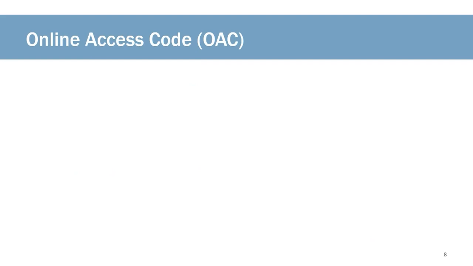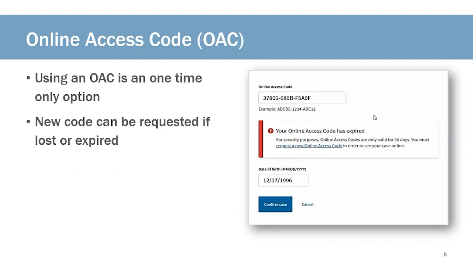Sure. An important thing to remember is that this is a one-time opportunity. The online access code can only be used once. To put it another way, once the online access code has been used to add a paper case to an account, that function is no longer available. The online access code is valid for 90 days. If the user tries to use an expired code, the system will detect that and will prompt them to request a new one.